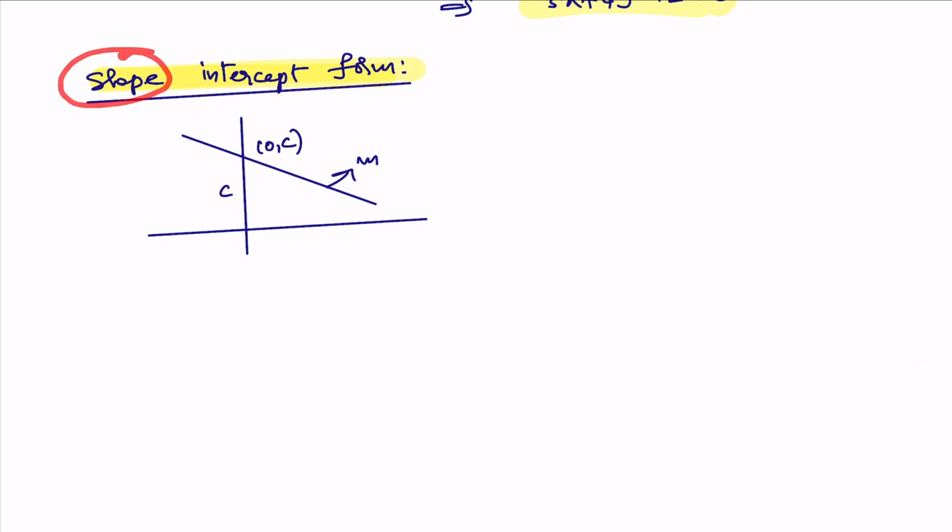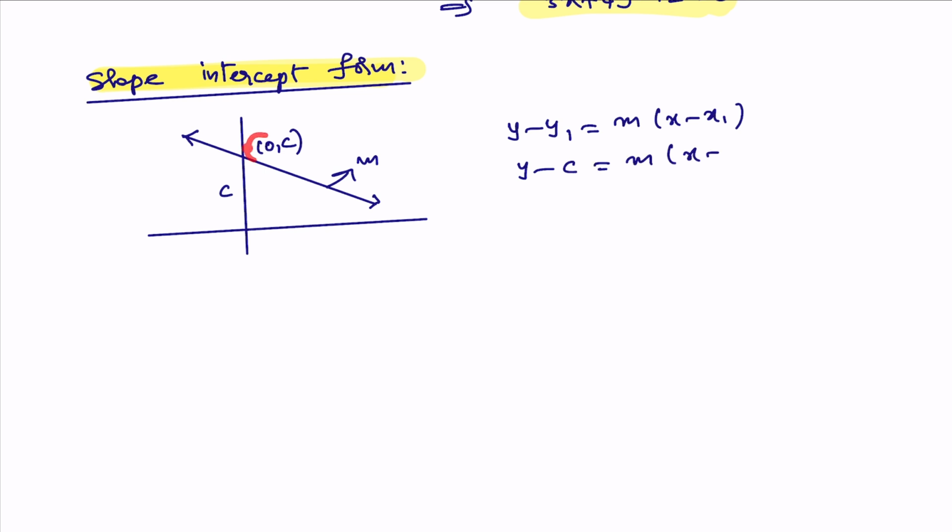That means for a line, they will give one slope and one intercept. That intercept is the y-intercept. Now I want to find this line equation. You know that if you want to find a line equation, you need one point on it and the slope of that. The slope of this line is m. Now you know one point on this line, that is 0 comma c. Now you can find this line equation with the help of this formula, y minus y1 equal to m into x minus x1. y minus what is y1? c. y1 is c. y minus c equal to m, what is m? m is m only, into x minus x1. What is x1? 0.